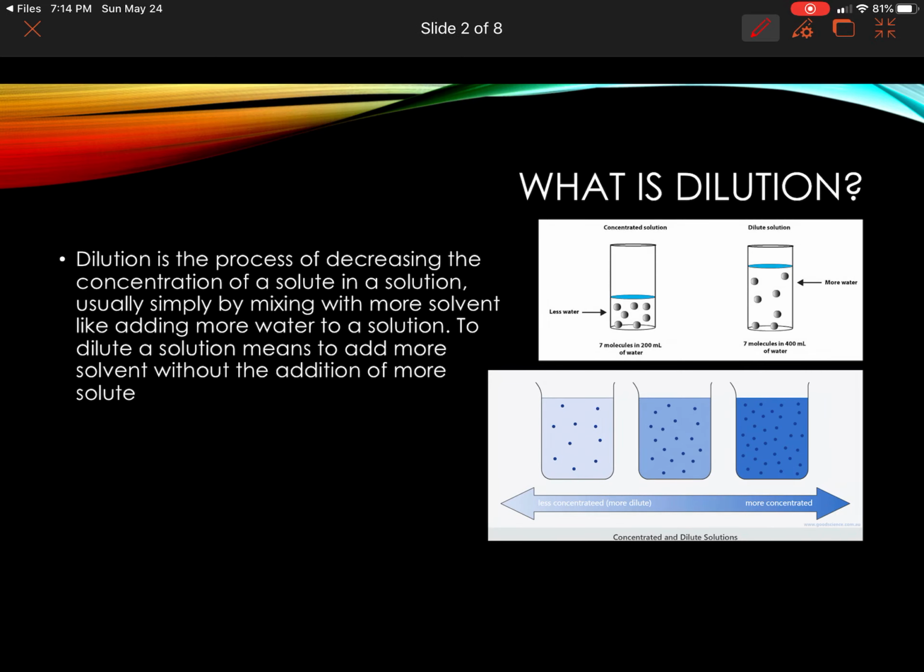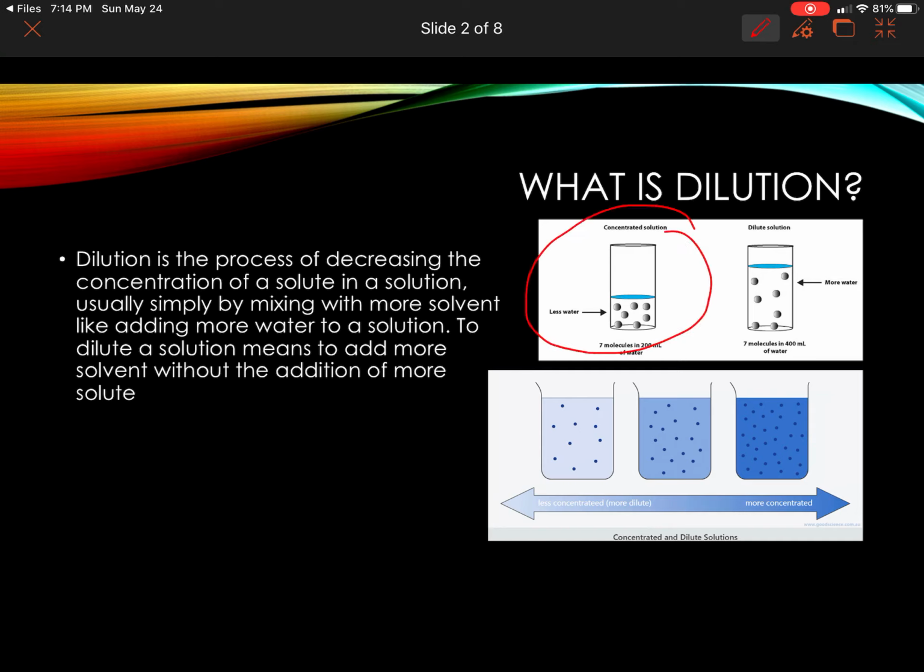So what is dilution here? Dilution is the process of decreasing the concentration of a solute in a solvent. Usually you do this just by adding more of the solvent. Most of the time that's going to be water. So you're just going to add more water to make it more dilute.